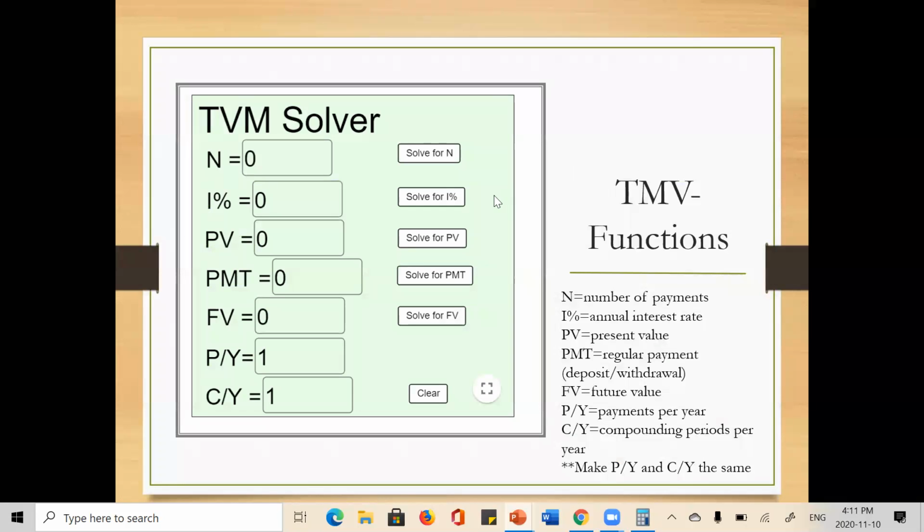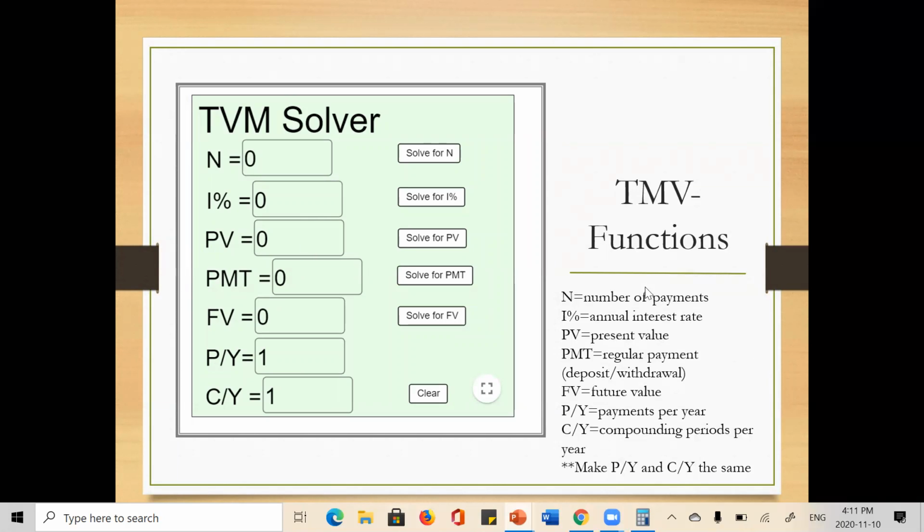So I'm just going to talk about what each of these different letters and numbers mean. The N represents the number of payments that we're going to be making. Again, we talked about this already. If it's annual, you don't have to do anything special. But if it's semi-annual, remember, you have to take the number of years and multiply by 2. If it's monthly, take the number of years and multiply by 12, and so on.